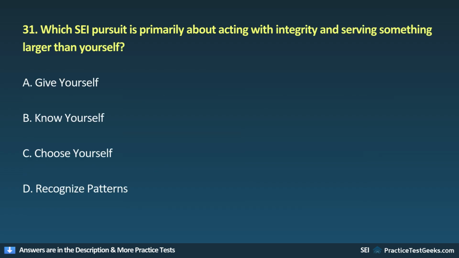31. Which SEI pursuit is primarily about acting with integrity and serving something larger than yourself? A. Give yourself. B. Know yourself. C. Choose yourself. D. Recognize patterns.